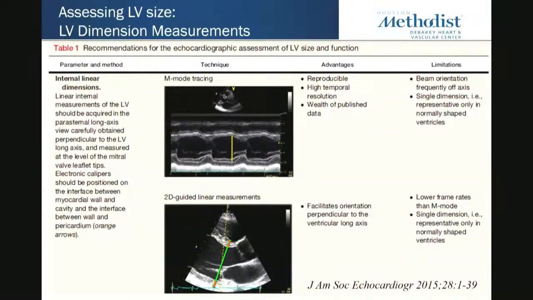Because with big hearts, it has been shown that contrast is superior to non-contrast for volume assessment, as I'll show you in a minute. So we get to the assessment of the size of the left ventricle, and to this day, dimensions still are important.